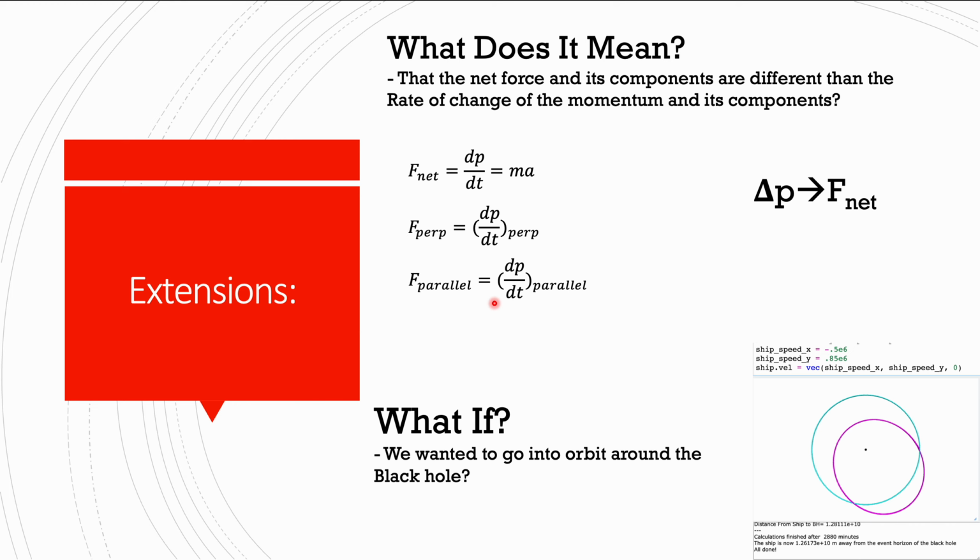And for the what if we wanted to go into orbit around the black hole question, this was fairly simple. Again, just me tweaking the values until it entered into a stable orbit around the black hole, as you can see here. And for those values, I got negative 0.5 e to the 6 and 0.85 e to the 6. And it finished at 1.26173 e to the 10 meters away from the black hole. This was somewhat arbitrary. It's just some point on this ellipse.